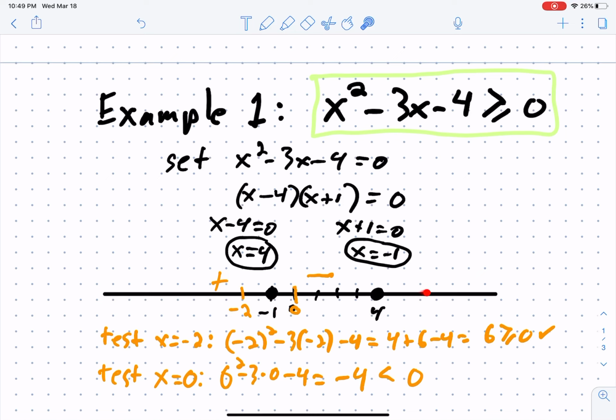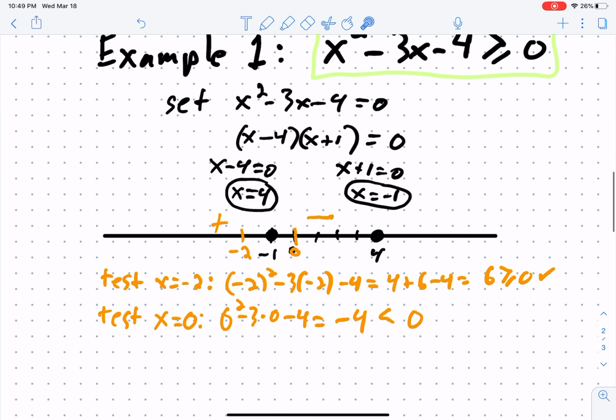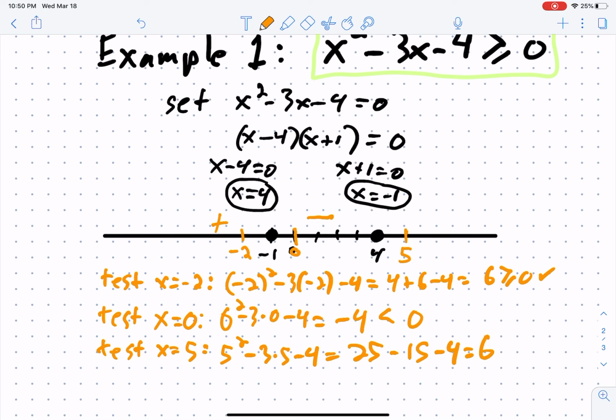And then lastly, we want to test this third interval over here. We're going to see whether the function is positive here or negative here, and we're going to do it by testing a value. So let's choose the number 5. We could have chosen the number 10 or 20 or 100. It doesn't much matter as long as it's in that interval somewhere and it's not one of the endpoints. So test x equal 5. Here we have 5 squared minus 3 times 5 minus 4. And as we saw before, this whole thing is equal to 6, which is also bigger than or equal to 0. And so this function is positive from 4 up to infinity.